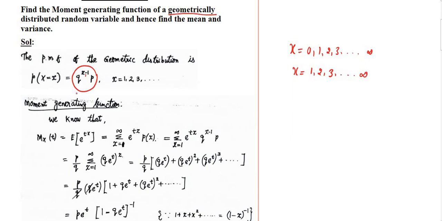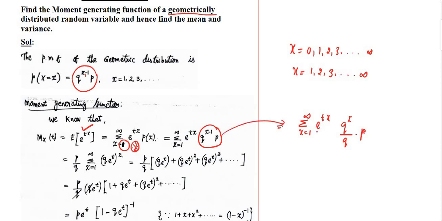Next, we know that the formula for moment generating function is Mx of t equal to expectation of e power tx, that is summation x equal to 1 to infinity. This is very important because you are not supposed to use x equal to 0 to infinity here. Summation 1 to infinity e power tx into p of x, where p of x is q power x minus 1 into p here. Next, if I find any constant term, we can take it common, so this implies summation x equal to 1 to infinity e power tx into the next term rewritten as q power x divided by q into p.